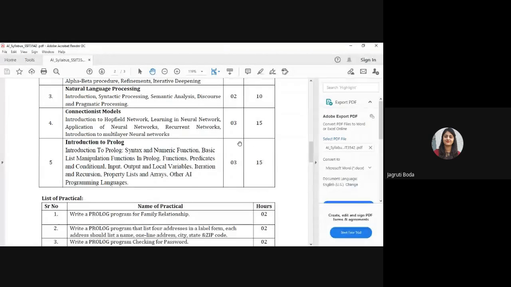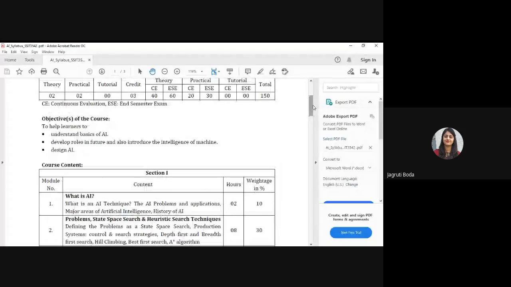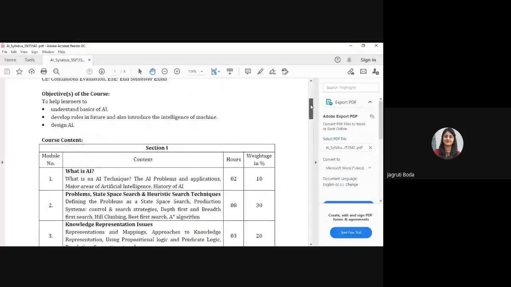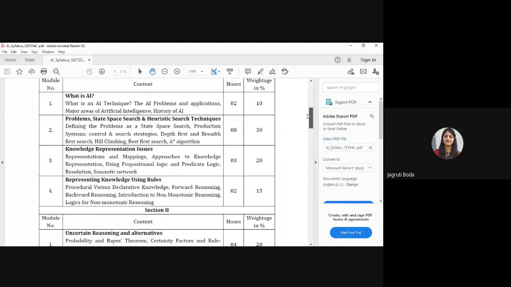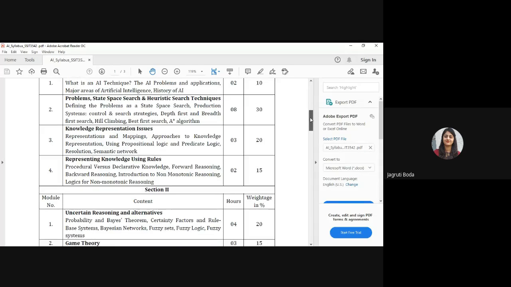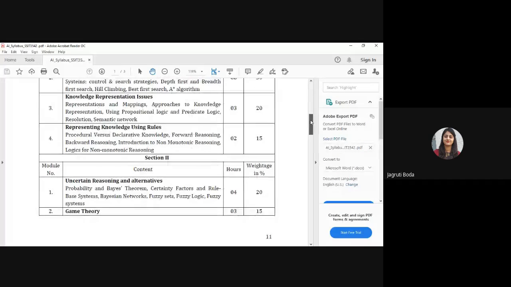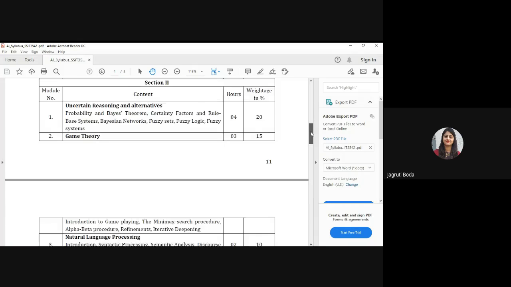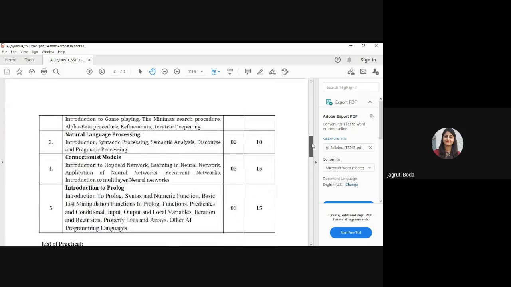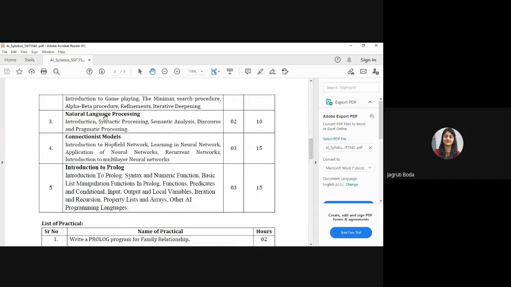So now we come to the next unit, that is natural language processing. You can see we covered all the chapters, and Section 1 is completed. The first chapter is what is AI, then the problem state space, then knowledge representation issues, and fourth, representing knowledge using rules. In Section 2, we covered uncertain reasoning, which contains fuzzy logic, Bayes theorem, and all. We have already covered game theory, right?